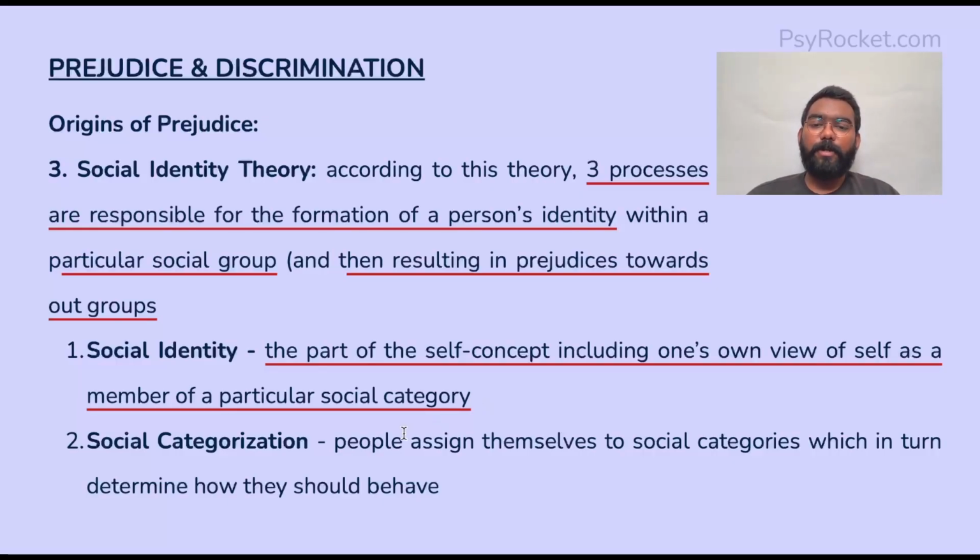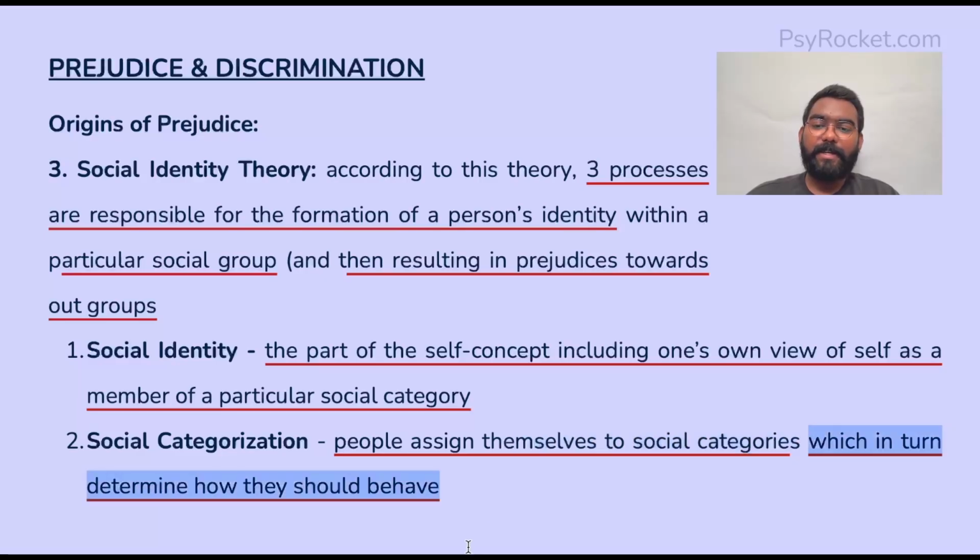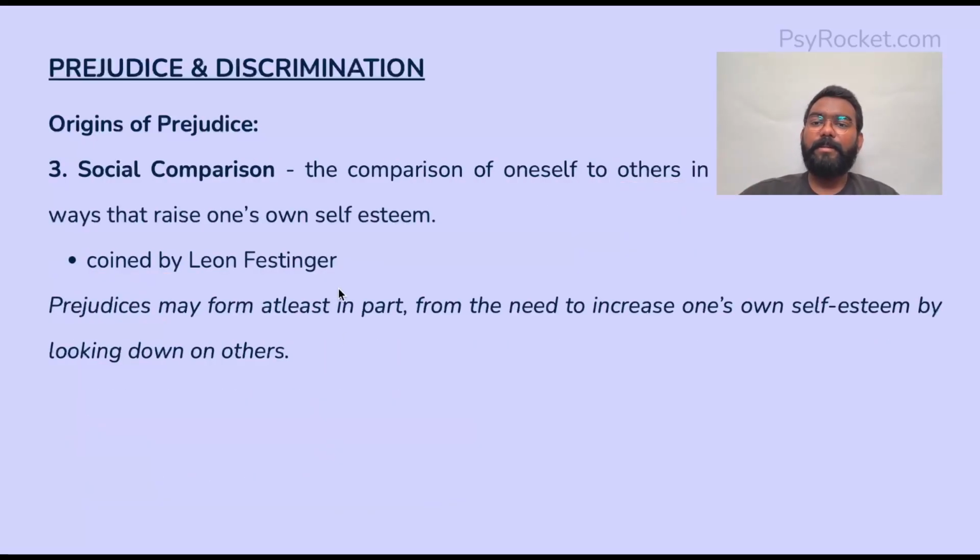Then you will categorize yourself into that particular category. People assign themselves to social categories, which in turn determine how they should behave. Obviously, when you categorize yourself into some particular group, then the group will have certain norms, right? The group will dictate how you should behave. Then there is social comparison.